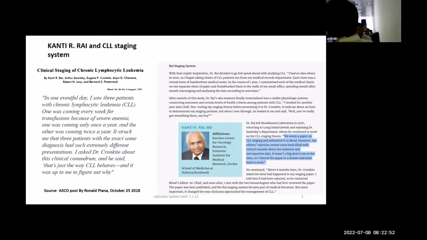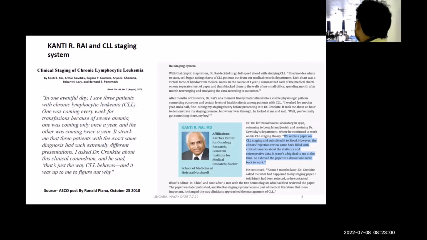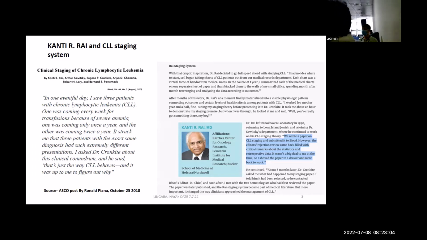Can you raise your hands? Rai staging in CLL. So how many of you know Kanti Rai, Dr. Kanti Rai? So all of you should know this gentleman, Dr. Kanti Rai, who you can say made that Rai staging, and till today this is used in the United States, and Binet staging is something used in European countries.